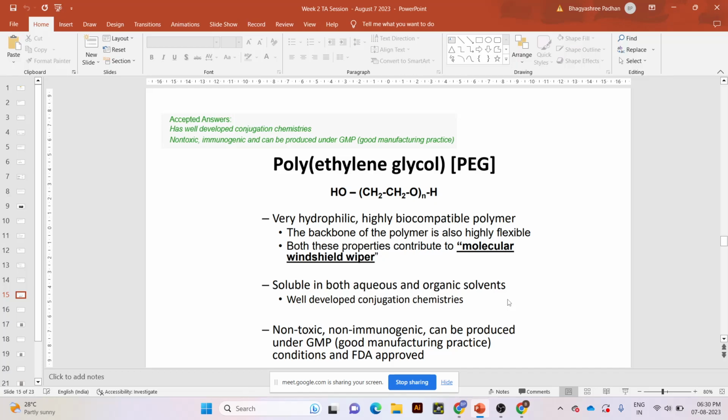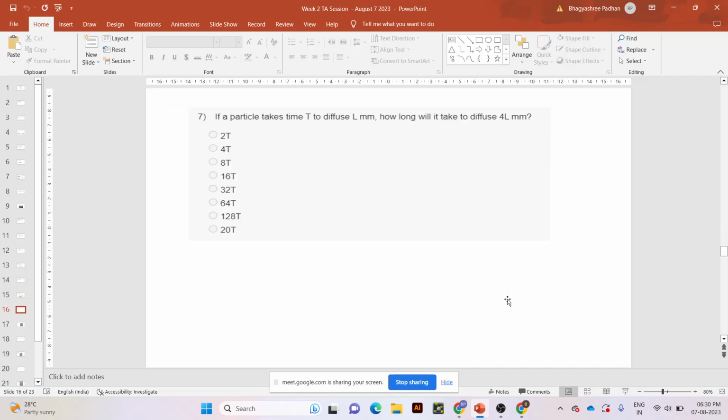Polyethylene glycol, or PEG, is a very hydrophilic, highly biocompatible polymer. The backbone of the polymer is highly flexible. That gives it the property of a molecular windshield wiper, and it is soluble in both aqueous and organic solvents. So it has well-developed conjugation chemistries. It is non-toxic, non-immunogenic, can be produced under good manufacturing practices, and of course it is FDA approved. Okay, we'll move on to the next question.